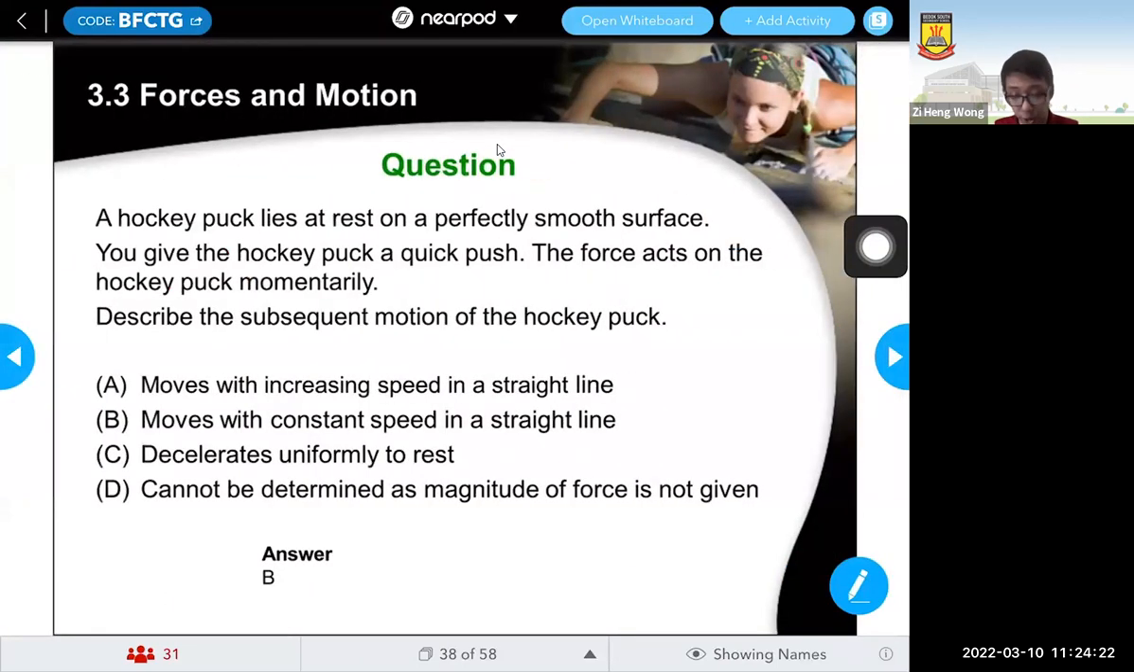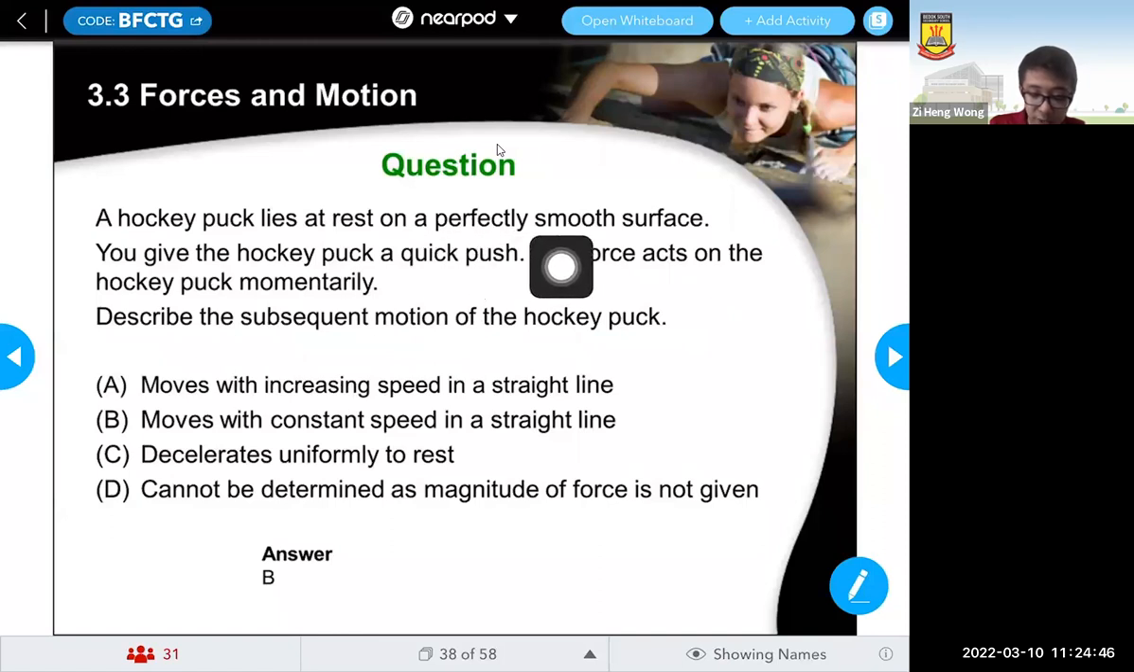Another question to just check the understanding. A hockey puck lies at rest on a perfectly smooth surface. If you give the hockey puck a quick push, a quick push means you only push it, and after that you stop pushing. The force acts on the hockey puck momentarily, just for the moment you push. After that, there are no more forces acting on it.